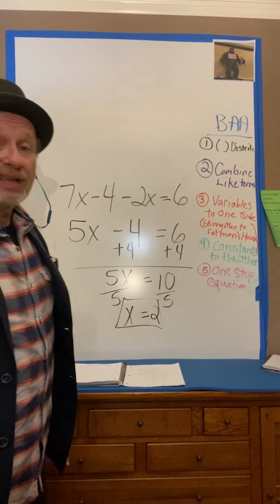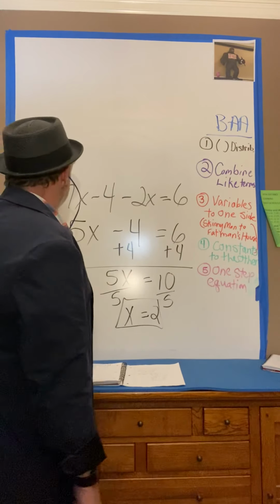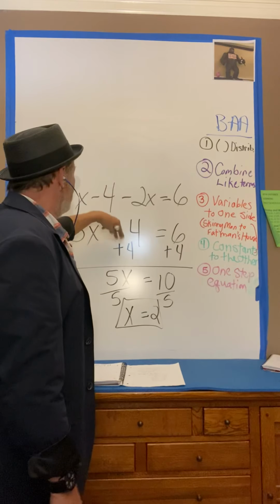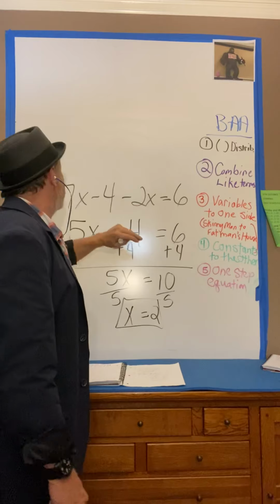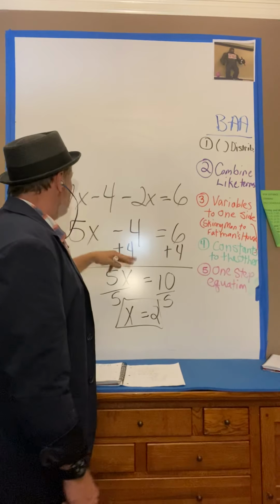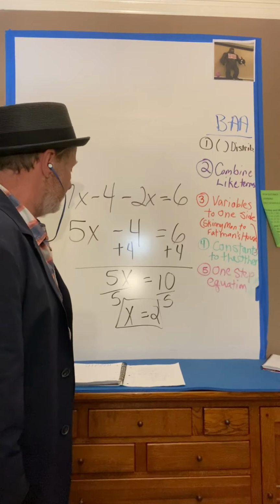X equals 2. Now, if you're a righteous cat, you plug that 2 back in to make sure. 7 times 2 is 14 minus 4. Negative 2 times 2 is negative 4. And then you would work it down. Make sure that the right side is equal to the left side.